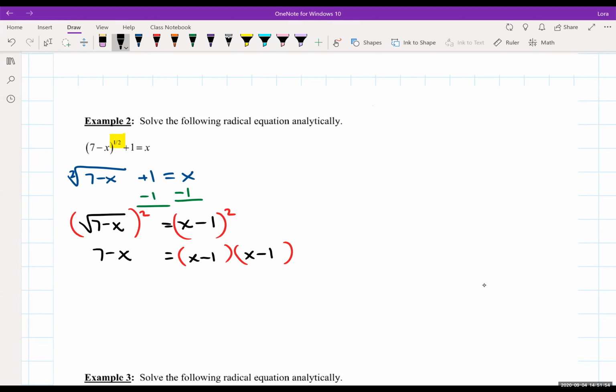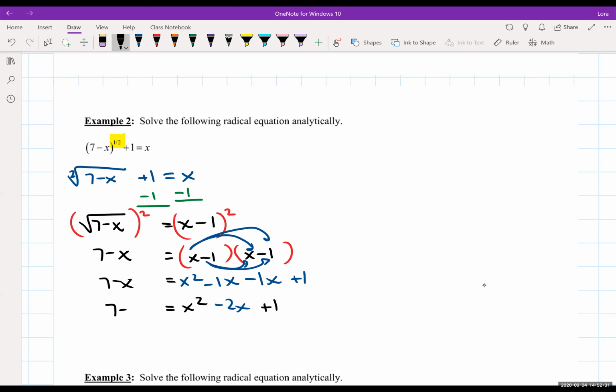So if that is the case, we'll simplify this by multiplying x times x, which gives us x squared. x times -1, -1x, -1 times x, another -1x, and -1 times -1 is +1. We'll take a little time and clean this up. We have x squared minus 2x plus 1. And all along the way, this left-hand side never changed.